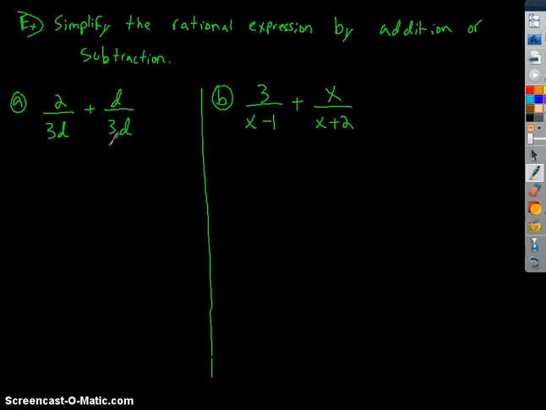So since they have the same denominator, we can simply add them right across the numerators. So this is going to equal 2 plus d. And we add them. We don't change the denominators. They stay the same over 3d. So this is now simplified. It's been condensed to be 2 plus d divided by 3d.